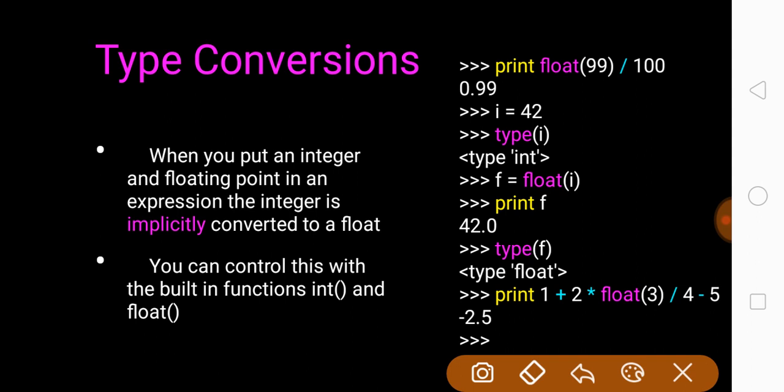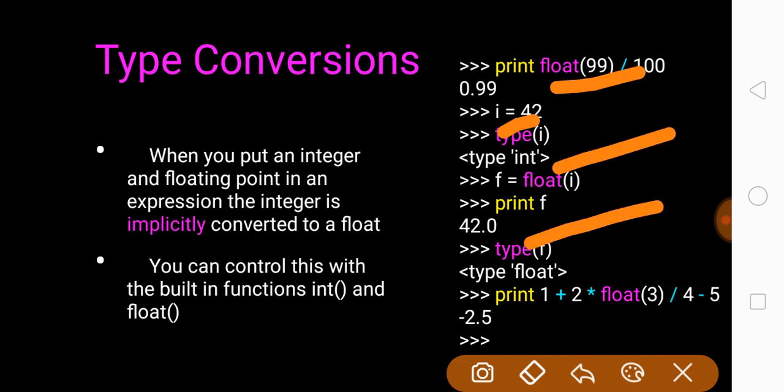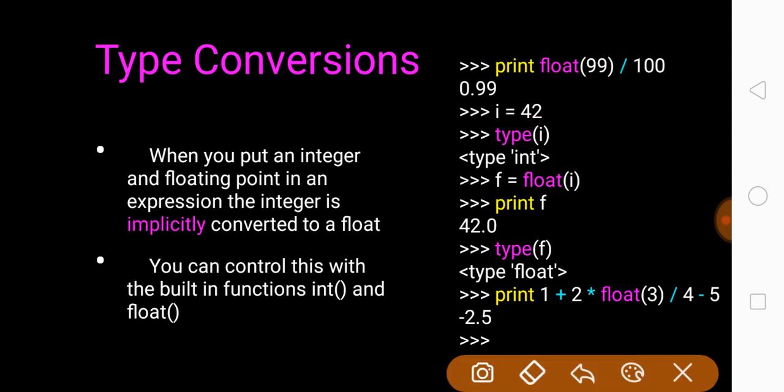If you see carefully, I have used the float function, the type function, again the float function, again the type function, and these are built-in functions. They also have exclusive tasks. If you use the float function, it converts any number which is an integer into a floating number, that is, a decimal number. And the type function just gives the type of that particular variable.